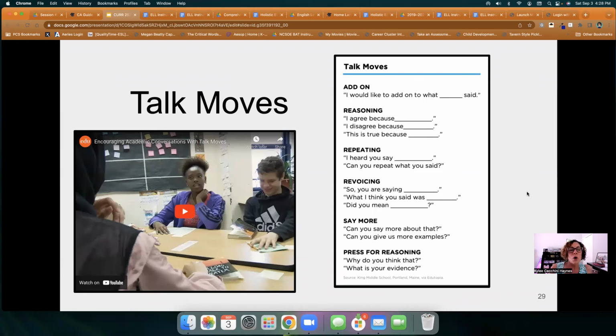Okay. And supporting their peers when they're pressing for reasoning, saying, what is your evidence? Asking that question really helps support the student who's now got to come up with what is their evidence.